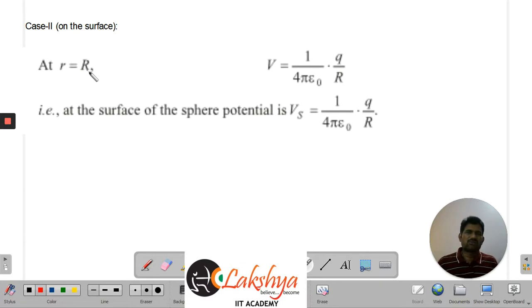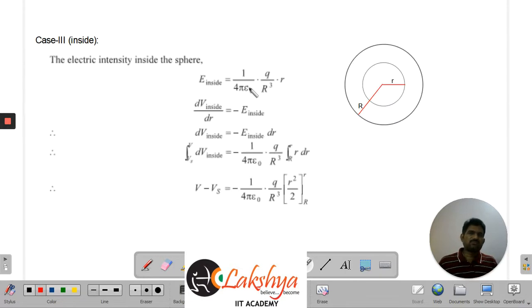And so on the surface, again we can substitute small r equal to capital R. So V is equal to 1 by 4 pi epsilon naught q by R you can write. This is the potential on the surface of the solid sphere. Next, let us write inside. And so now this is an important calculation, and you need to remember this expression.